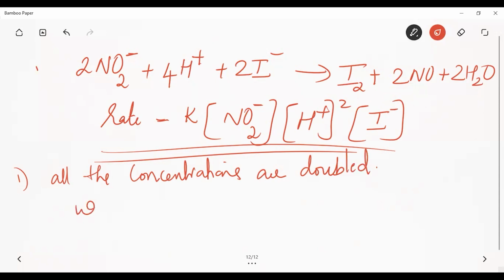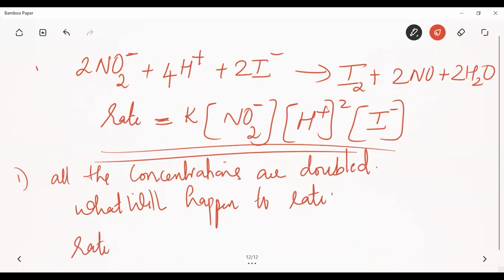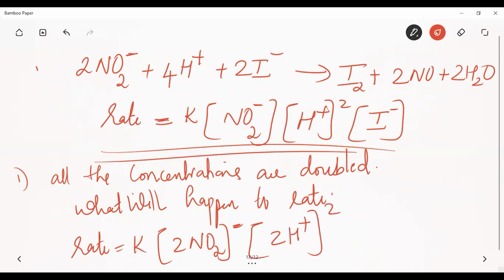Okay. What will happen to the rate constant? What will happen to the rate? This is the rate law expression given. I'm going to double all the concentrations. So we can write rate is equal to k times 2NO2 minus, since it is also doubled, 2H plus squared, and 2I minus.